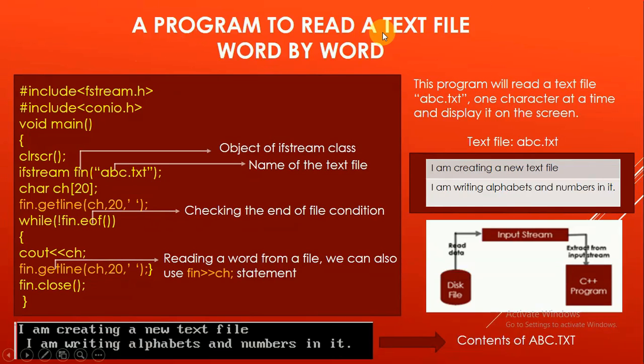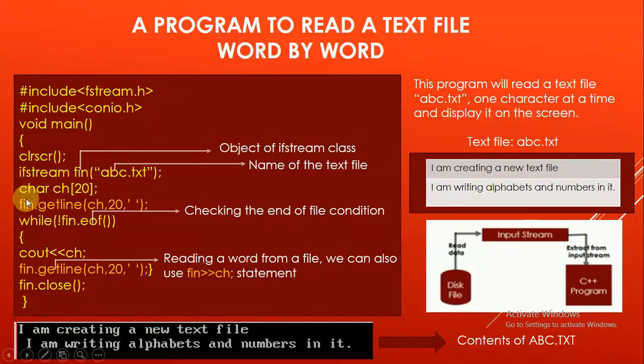Now let us write a program to read a text file word by word. In this case, you can see here I am including the file fstream.h and I am including conio.h because I am using the function clrscr. As I am reading from a file, I will create an object fin of the class ifstream, and again this is user defined. You can give any name according to your choice, and this is the name of the file from which I am going to read.